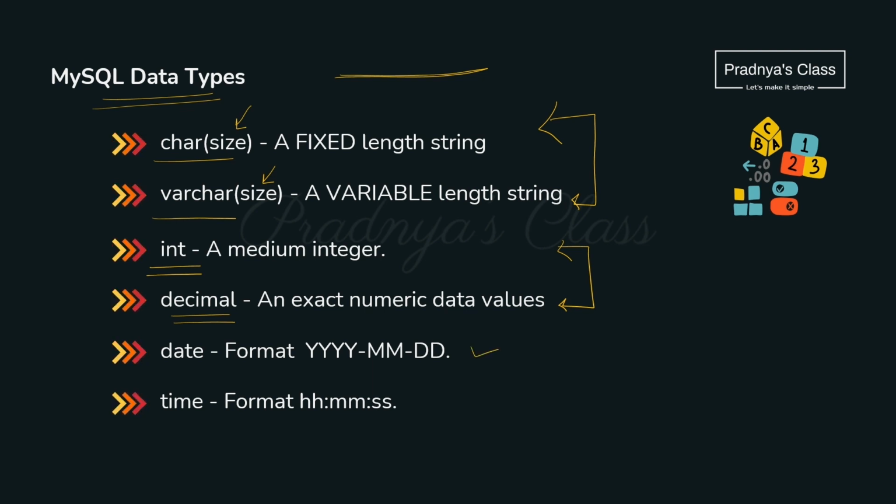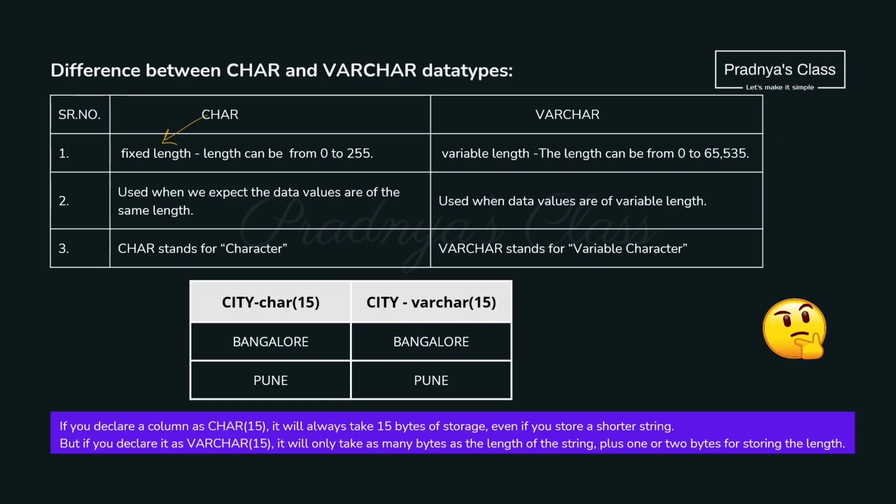Here is the data type for entering a date, and time is used for entering time. We could see there are two data types for entering strings. What's the difference between them? Char data type is fixed length and the possible range is this, whereas varchar is a variable length data type, and here is the range for this varchar data type.